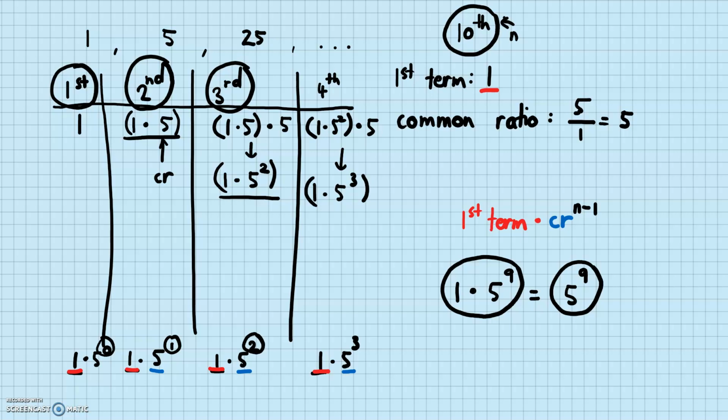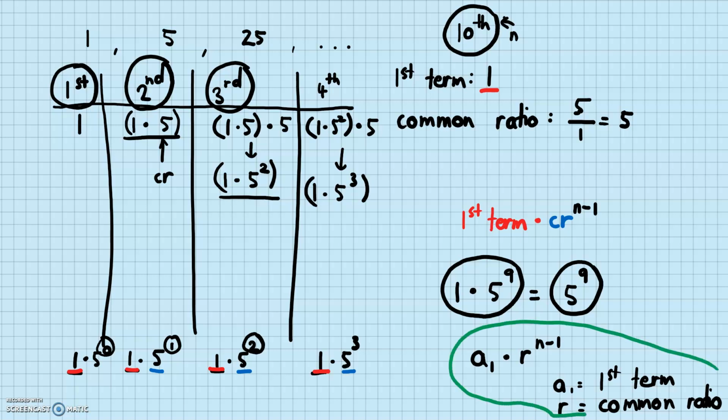So to get the nth term of the sequence, you can just use this formula: a sub 1 times r to the power of n minus 1, where a sub 1 is the first term, and r is the common ratio. Okay, so I'll circle in green here, this would be the formula to find the nth term of a geometric sequence.